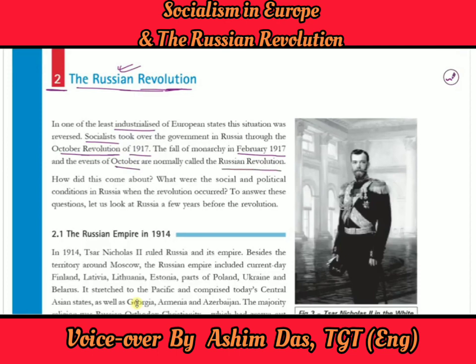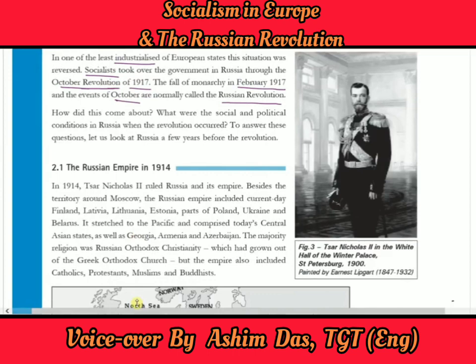So here we are going to read and find out how this revolution began. How did this come about? Let's see the questions here. What were the social and political conditions in Russia when the revolution occurred? To answer these questions, let us look at Russia a few years before the revolution took place.